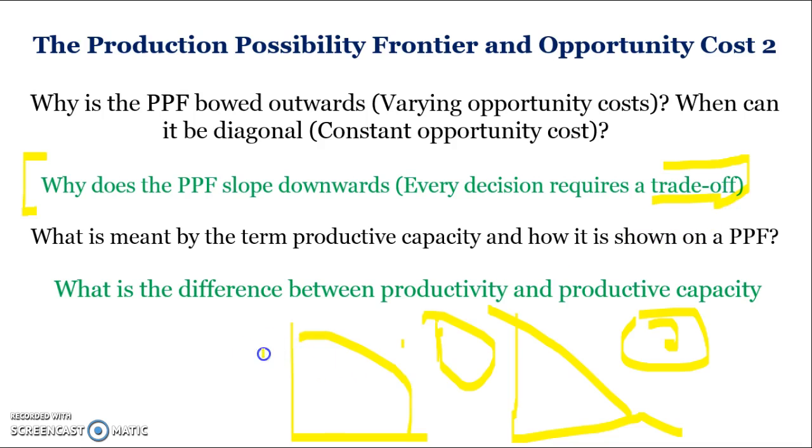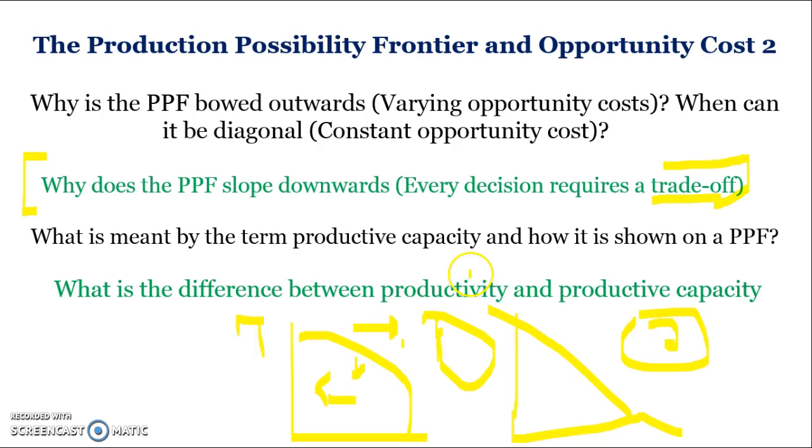So the more we produce of the product on the y-axis, the less of the product we're producing on the x-axis, and vice versa. The more of your product you produce along the x-axis, the more you go down your graph on the y-axis. The reason for that is because we have scarce resources, and therefore every decision involves a trade-off and has an opportunity cost. So that's why the PPF slopes downwards. It's bowed outwards because opportunity cost varies. If it's diagonal, it means opportunity cost stays the same.